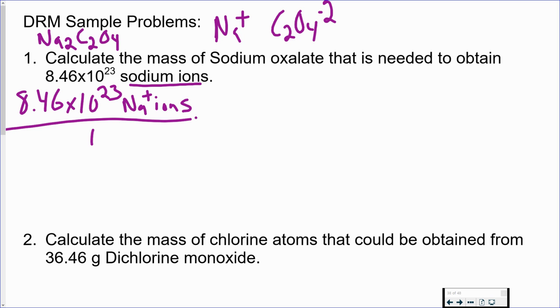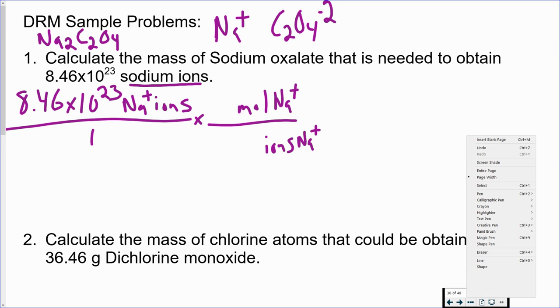The next step is to get out of ions and get to moles. So as long as you can get to moles, you will do great. First step, get to moles. So we're going to have mole Na plus over ions Na plus. Now, at this point, we are in moles of sodium ions, but we want to get out of moles of sodium ions and into sodium oxalate moles so we can eventually get to the mass. So this is where we use the mole ratio.